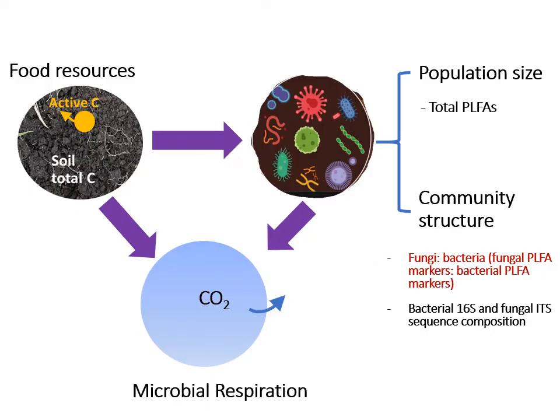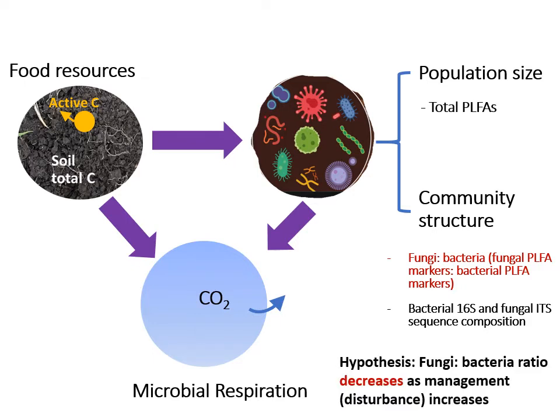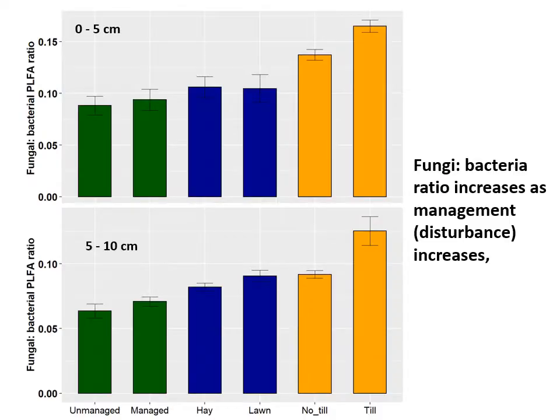The next thing we look at is the community structure of the microbial community. We first look at the fungal to bacterial ratio, quantified by the fungal PLFA markers and the bacterial PLFA markers. We hypothesize that this ratio is going to decrease as management increases. This is because fungal hyphae are more sensitive to soil disturbance than bacteria. However, contrary to predictions, we actually saw an increase in these ratios as management intensity increases.